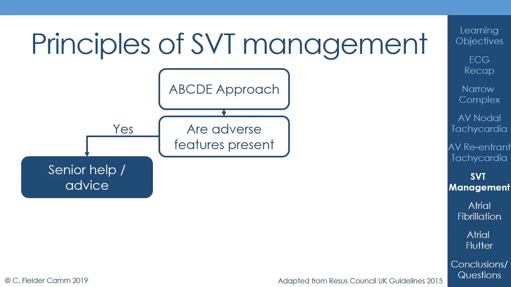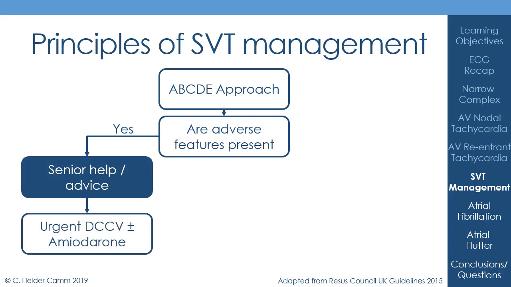And that's because you're probably going to need to undertake an urgent DC cardioversion. And that's not something that I think that you as a junior should be doing by yourself, and it's certainly not what you should be doing as a medical student. But I think the key point at that point is you've got an acutely unwell patient. You need help. Whether you think you can handle it or not yourself, you need at least some extra pairs of hands. So get some help, get some senior advice.